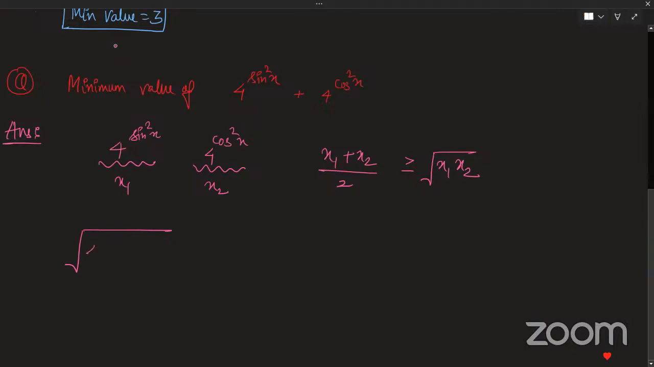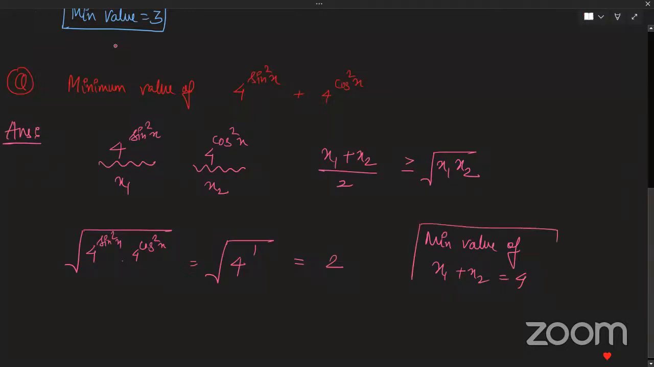So it is square root of 4 raised to sine square x into 4 raised to cos square x. What is this basically? Under root 4 raised to 1, since sine square plus cos square is 1. So it is 2. Root of 4 is 2. So the least value, what is the minimum value? 4, sir. Correct. It is 4. Absolutely correct.